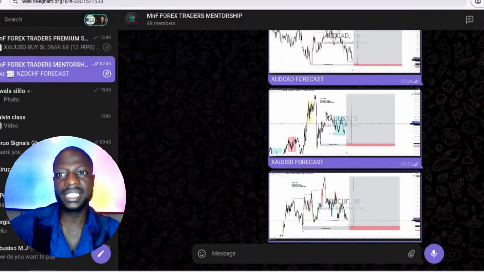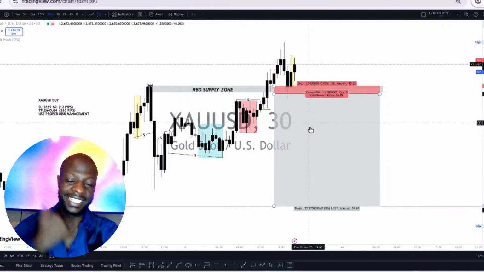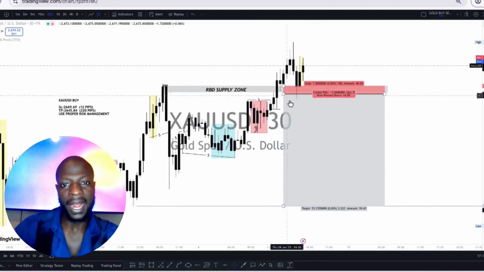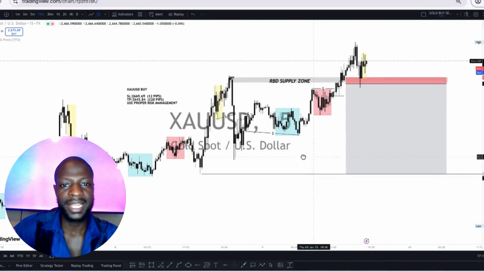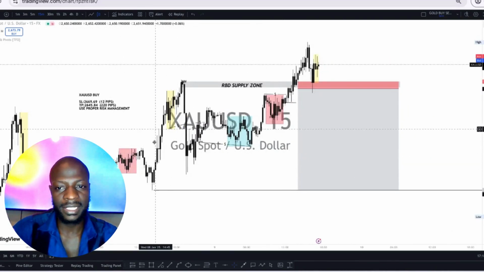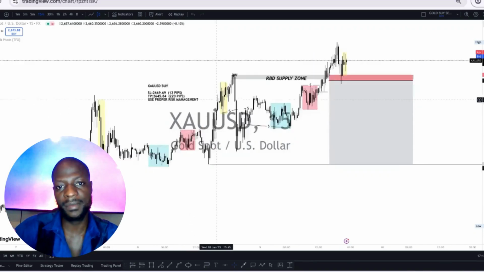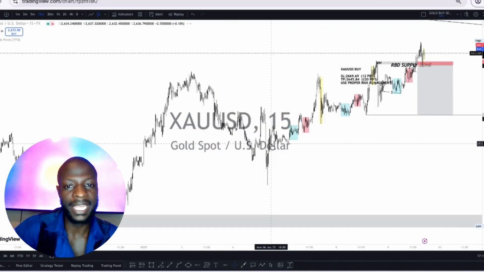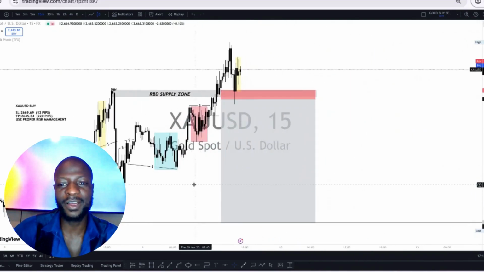I was like, okay, since we've taken out the Asian high, most likely we'll come down and take out the Asian low. And the other thing that also gave me confidence that that was going to happen was this setup right here, this rally-based drop supply zone, which was formed by a big momentum candle. So that kind of gave me some confluence and confidence that this trade might actually go in my direction.